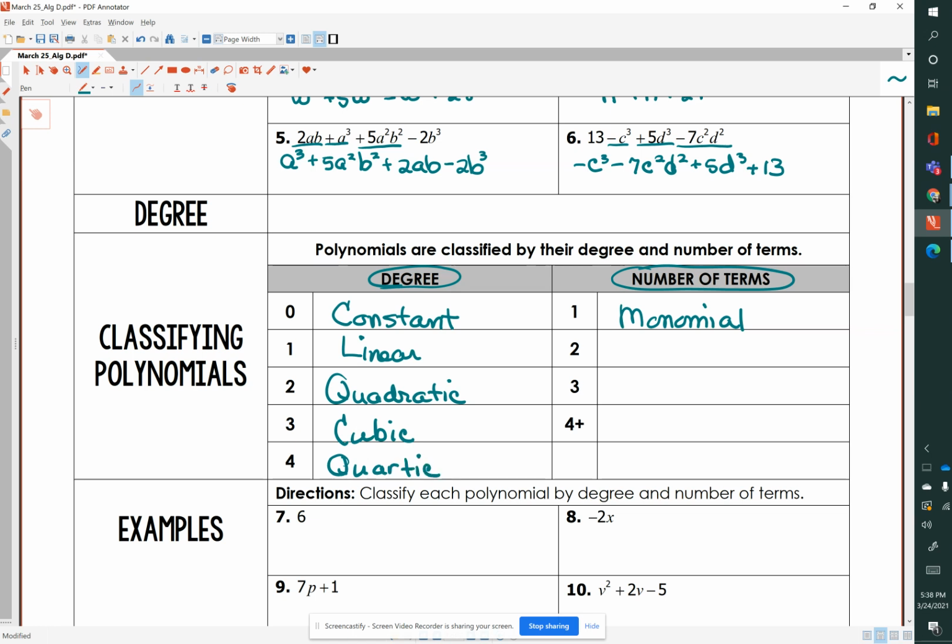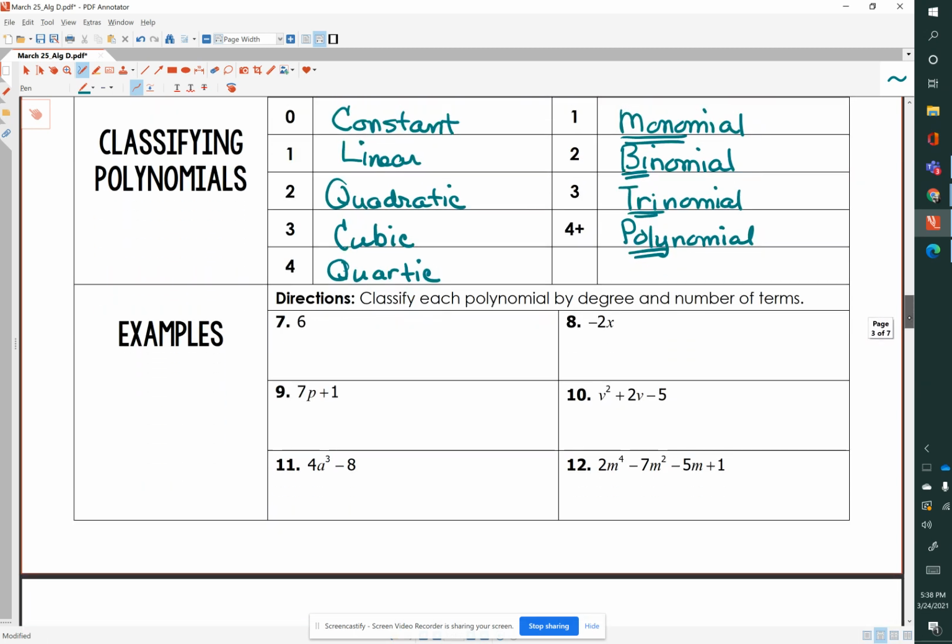Now, the number of terms: if there's one term, it's a monomial; 2 terms, binomial. Bi meaning 2, mono meaning 1. 3 terms, trinomial. I think you know these prefixes pretty well, probably. And then 4 or more, we call that a polynomial. So now we're going to classify some of these.